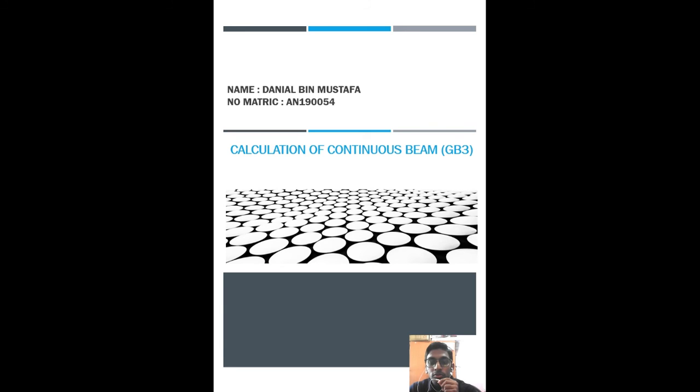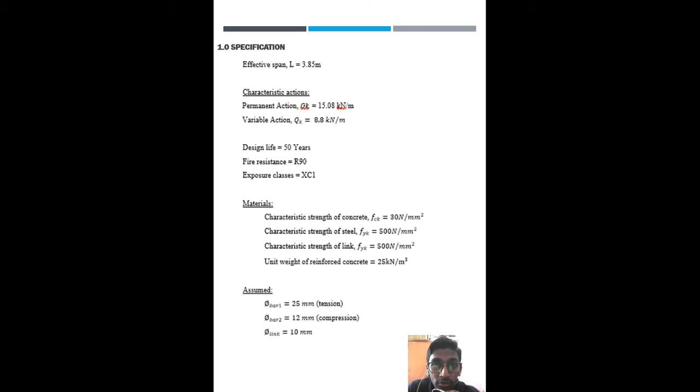So in our plan, we choose GB3 as our continuous beam. Okay, first for the specification, the effective span is 3.85 meters. The characteristic action, first permanent action, GK is 15.08 kilonewton per meter. Second is variable action, QK is 8.8 kilonewton per meter. The next is design life, 50 years. Fire resistance R90, exposure class XC1.